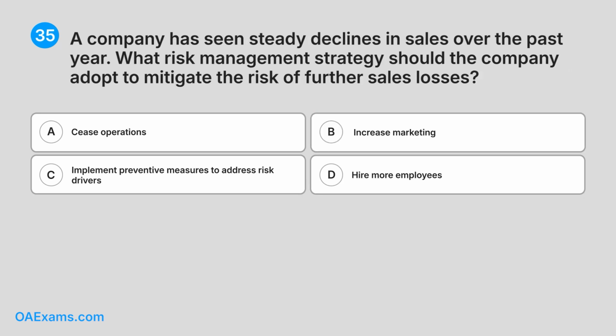35. A company has seen steady declines in sales over the past year. What risk management strategy should the company adopt to mitigate the risk of further sales losses? A. Cease operations. B. Increase marketing. C. Implement preventive measures to address risk drivers. D. Hire more employees. What do you think is the answer?